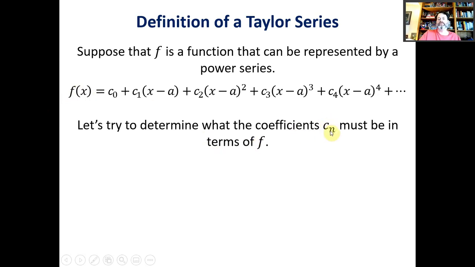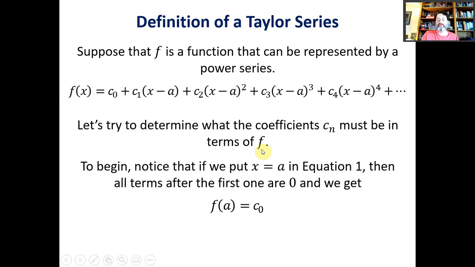And we're just going to see if we can learn something about these coefficients just from the function itself. And we want to get all the cn in terms of f, somehow, f or its derivatives. So when we start here, this is equation 1. If we plug in x equals a, everything drops out because everything's 0 except this first term. So that means f of a is actually c0.